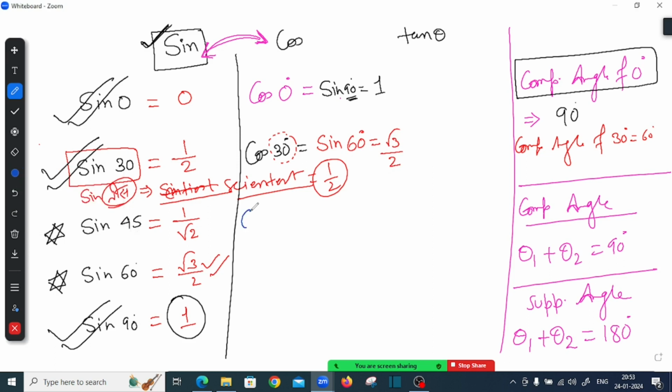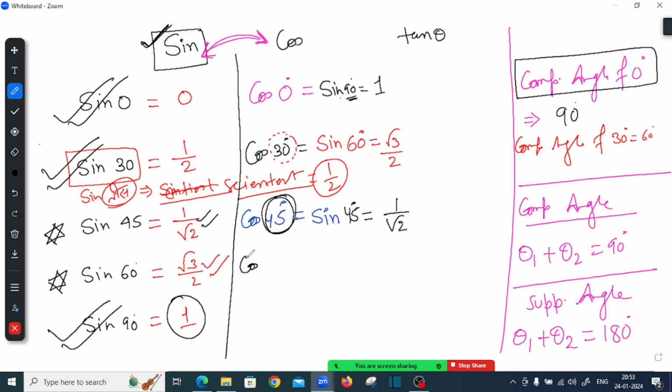Let us suppose we have to find cos 45 degrees. I have to think over sine values. So sine of, now what should be the complementary angle of 45 degrees? Can you tell me the complementary angle of 45 degrees? 45, again 45, yes. So sine 45 is 1 upon root 2. So it should be 1 upon root 2.